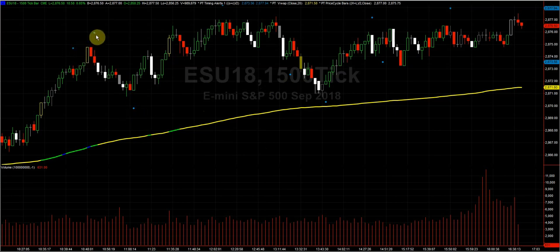You can see here's the timing alert dot that is above the price bar. Here's the timing alert dot that's below the price bar. Now, as I said earlier, we're going to talk about three types of trades. Well, one of the trades is a trend trade. That means you're going to be trading with the VWAP. The VWAP is yellow. That means it's in an uptrend.